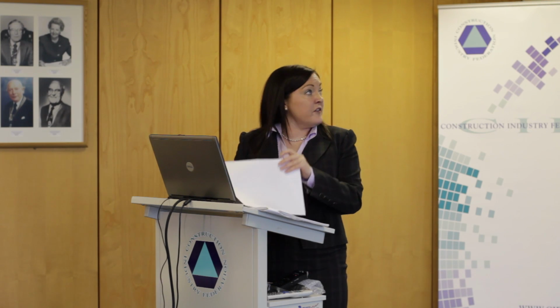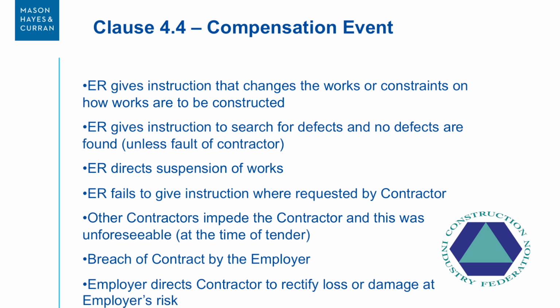So the next one then is, I suppose, the big one, clause 4.4, which is your compensation events. Now we'll go through these in detail, if you just bear with me. The compensation event means any of the following. 1, if the EOR gives an instruction that changes the works or constraints in this contract on how the works are to be constructed. 2, to search for defects under clause 3.9 and no defect is found, and the search was not required because of a failure by the contractor to comply with this contract, or to suspend work.